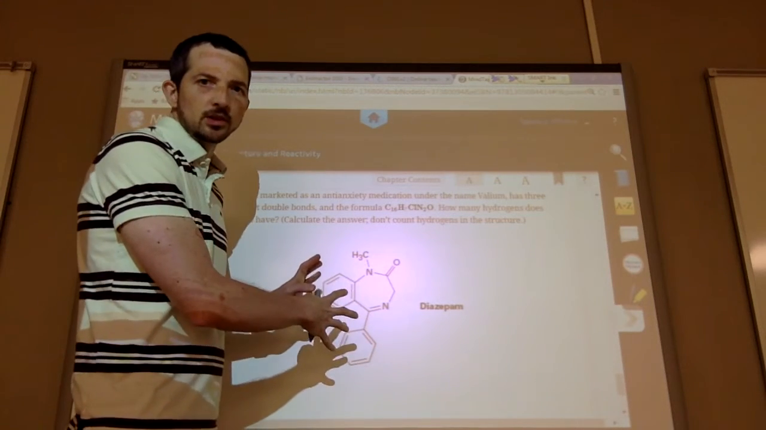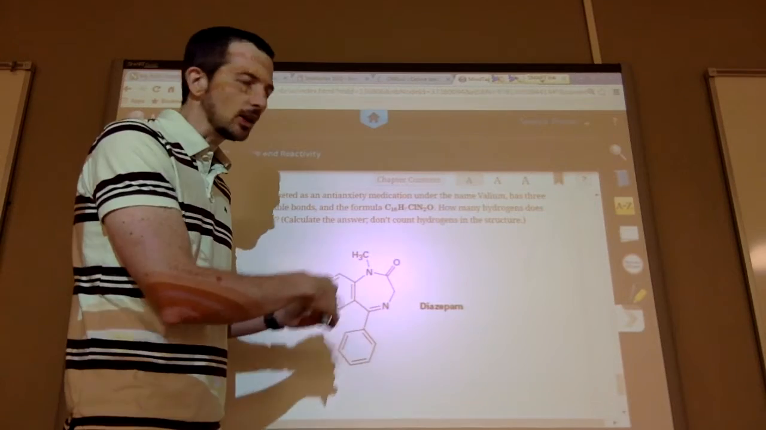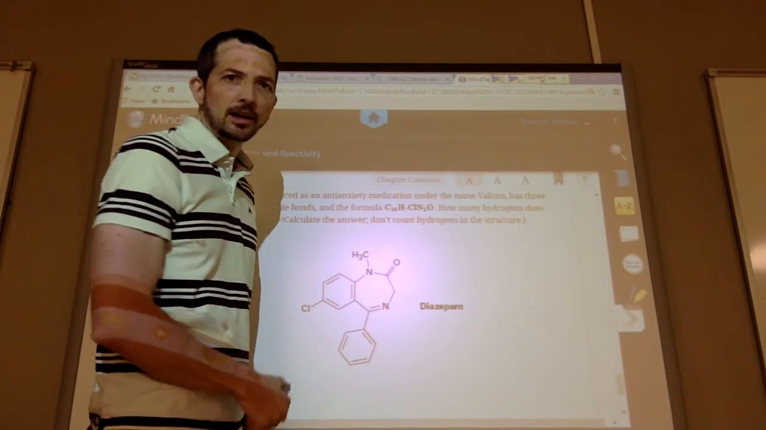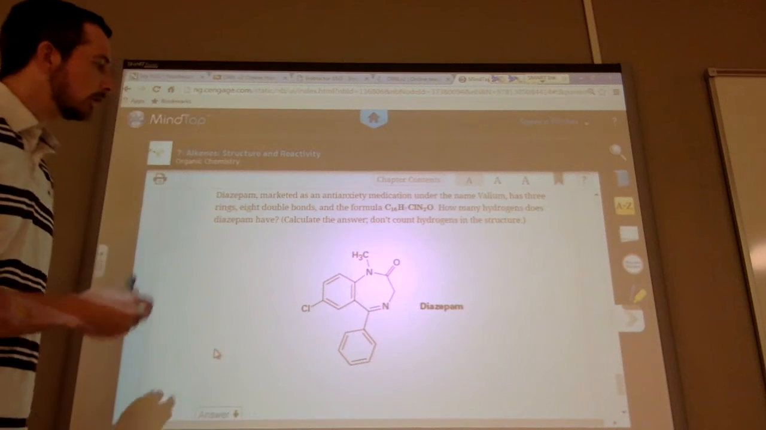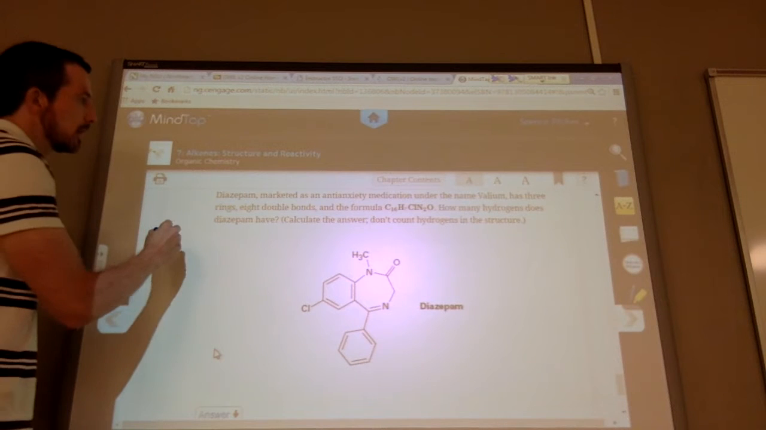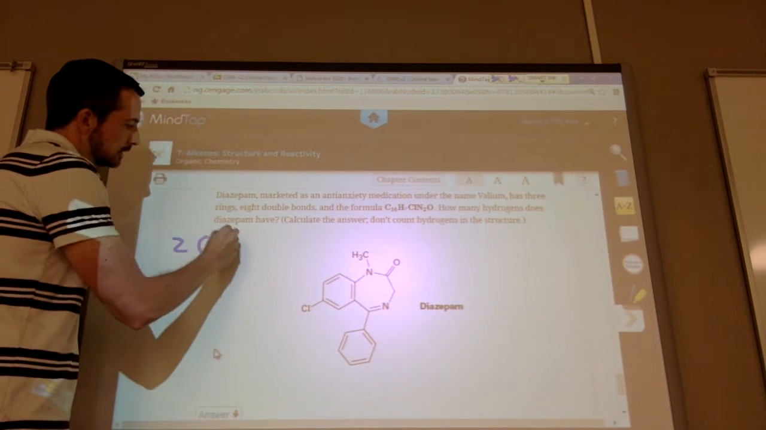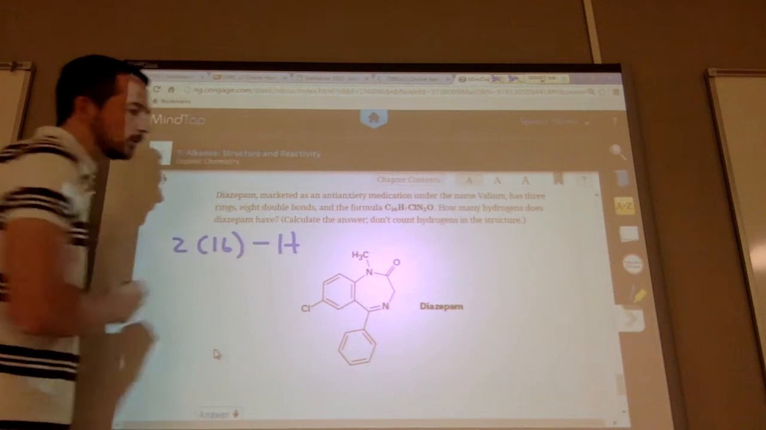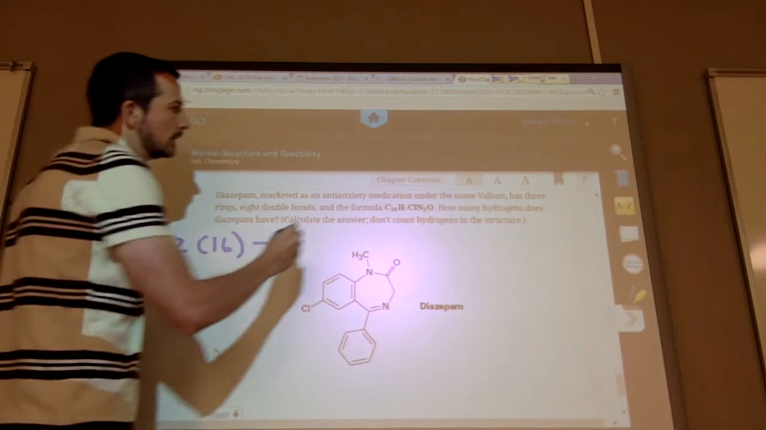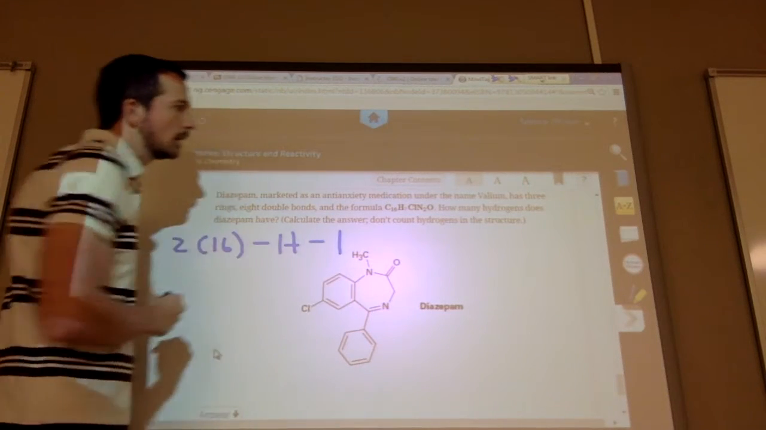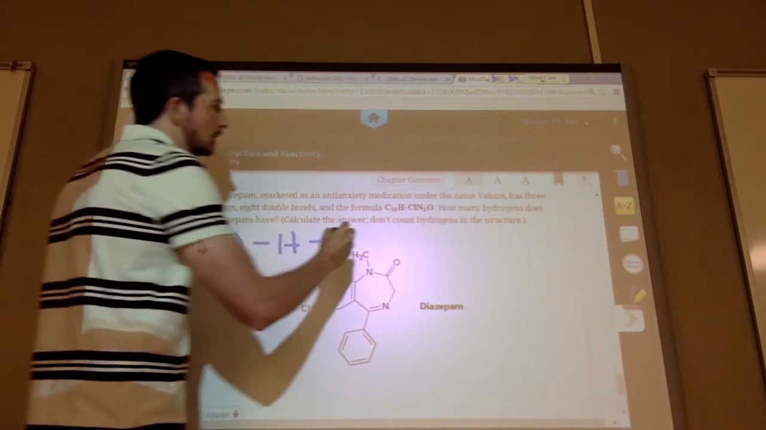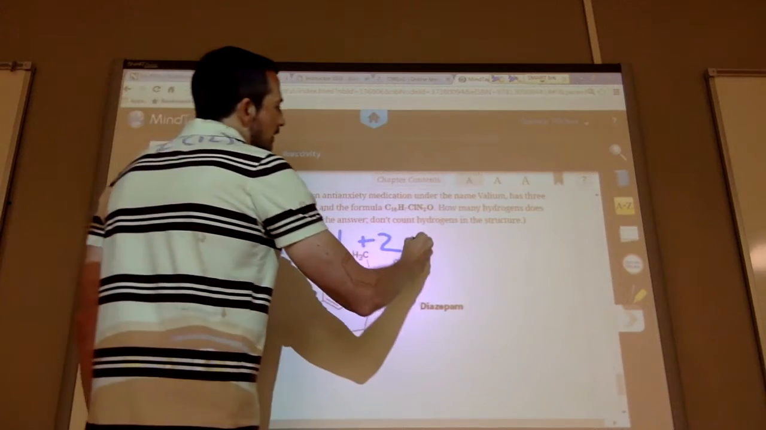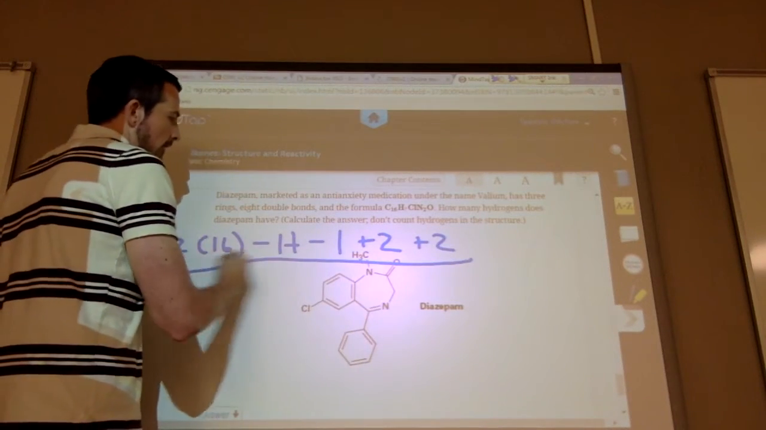Now I'm given the structure here, so you could count the hydrogens and figure out your answer. I'm going to act like we do not see the structure here. I'm going to calculate how many hydrogens we have. So I know my formula for IHD is twice the carbons, subtract the hydrogens, subtract halogens, so subtract 1, plus 2 for the nitrogens, ignore oxygen, so then I just plus 2 divided by 2.